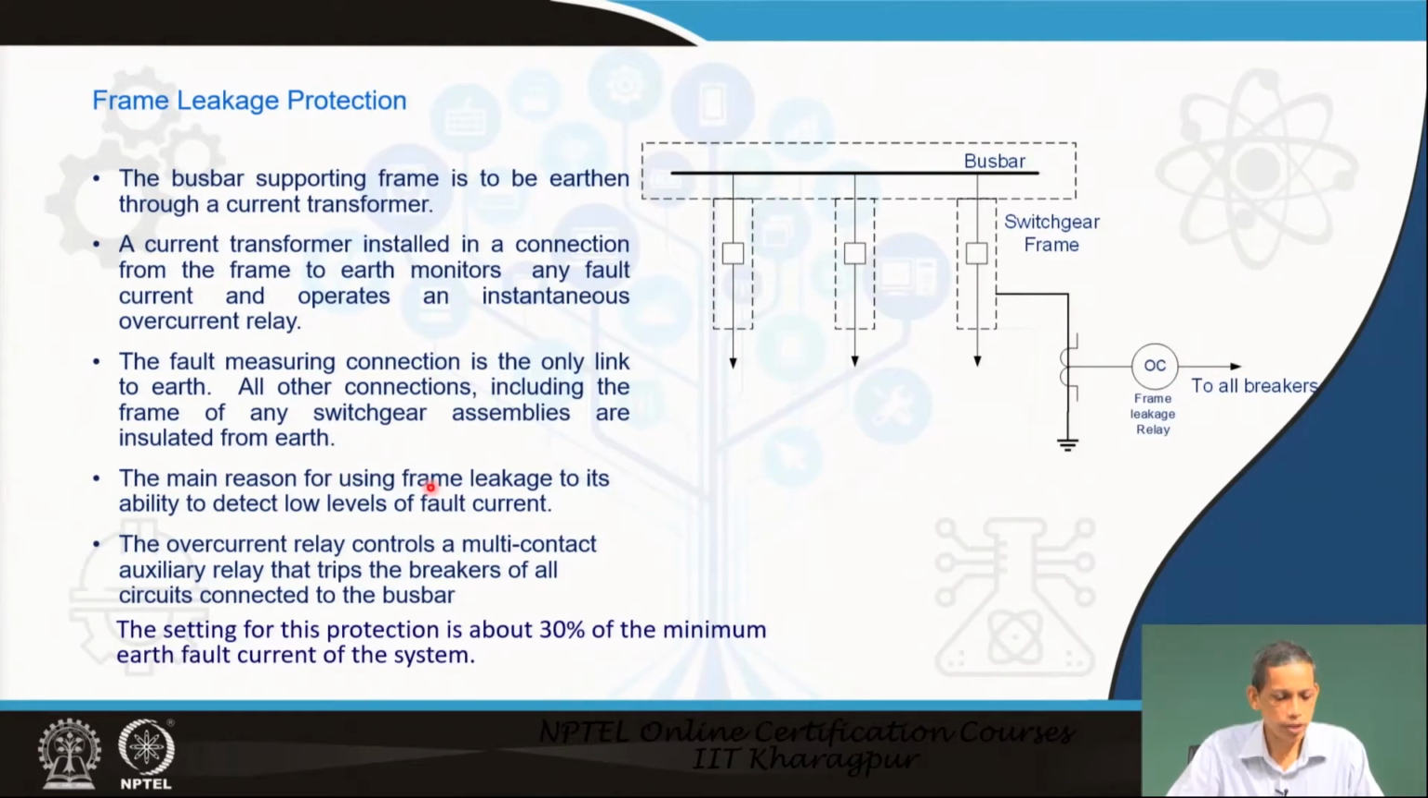This is very simple, and it can use an instantaneous overcurrent relay itself. The setting of this protection scheme is around 30% of the minimum fault current of the system, because this is related to the earth fault. Therefore, this relay is pretty sensitive to the arc fault perspective of the bus bar fault.